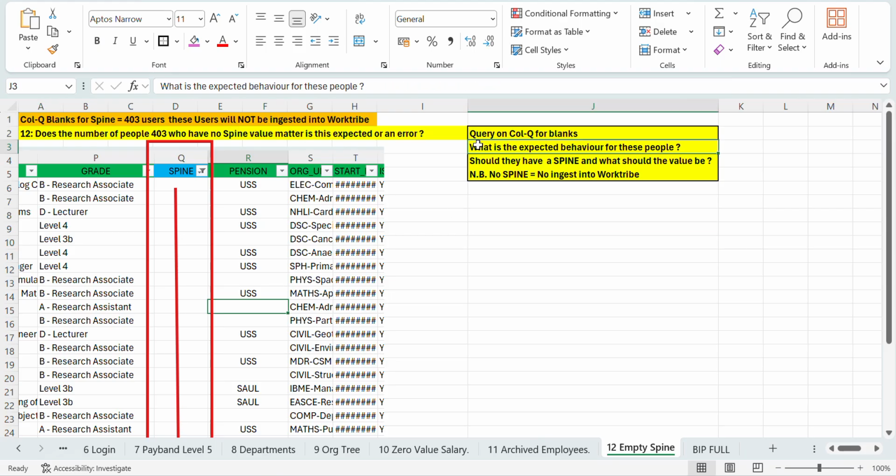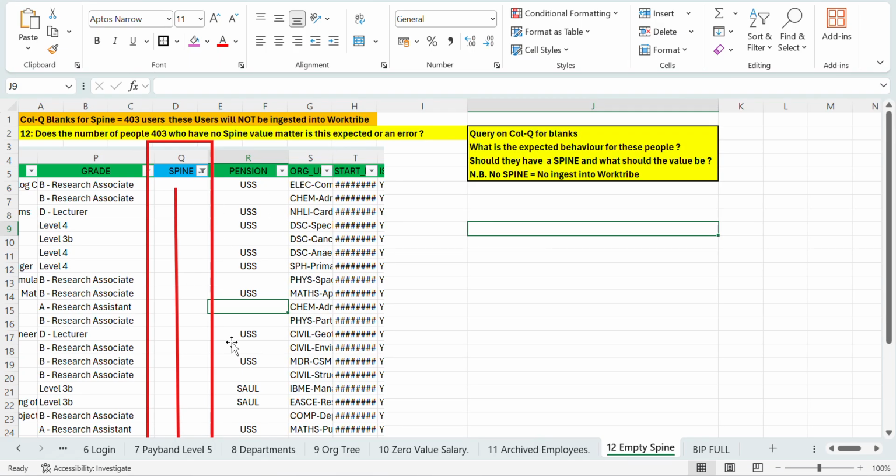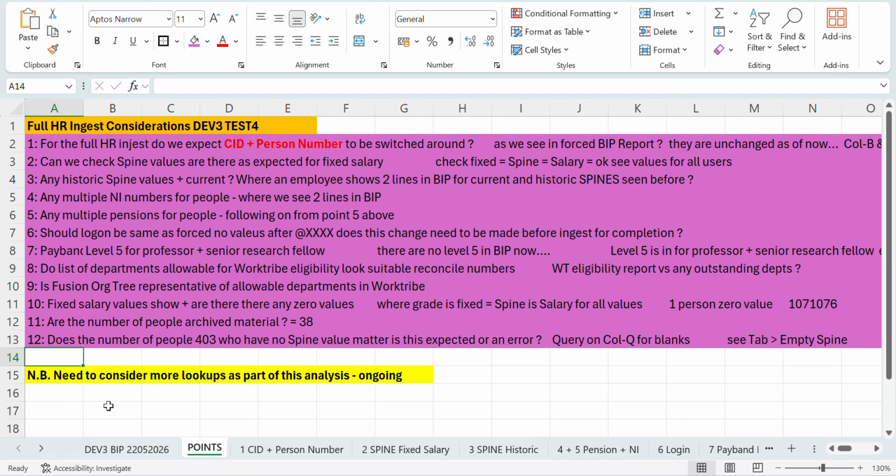So what's the expected behavior for these people? Should they have a spine? And what should that value be? And no spine, there's going to be no ingest into Worktribe. So this would need a little bit more analysis to understand why. So that brings us to the end of this explanation for some points over here.